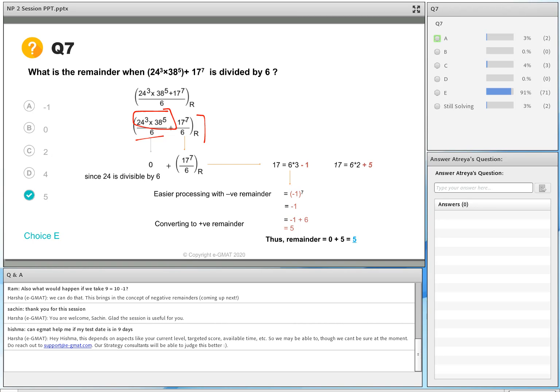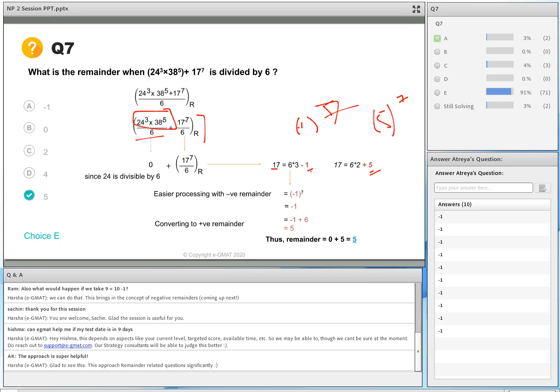So remember what we learned. First the individual remainder, then the power. So I'll calculate the individual remainder first. If I divide 17 by 6, I either get plus 5 as the remainder or minus 1 as the negative remainder. Now, in your opinion, what's easier to calculate? Minus 1 to the power 7 or 5 to the power 7? Definitely minus 1 to the power 7, right?